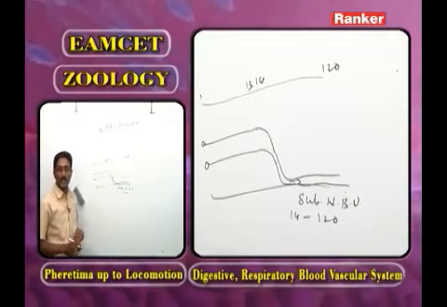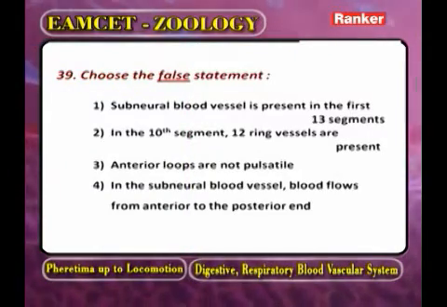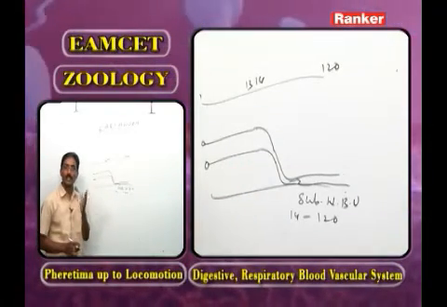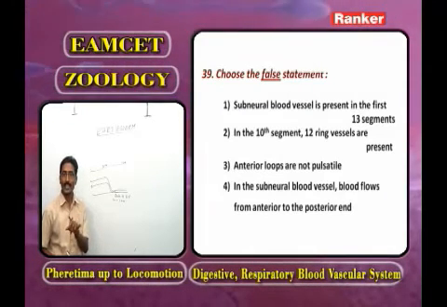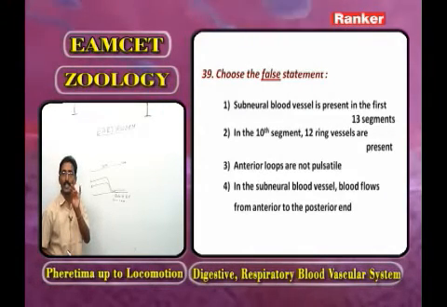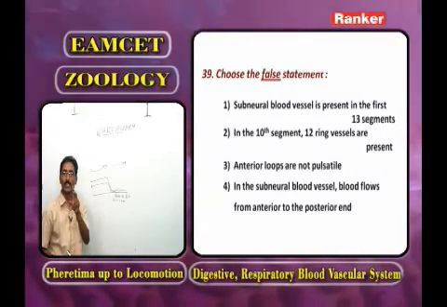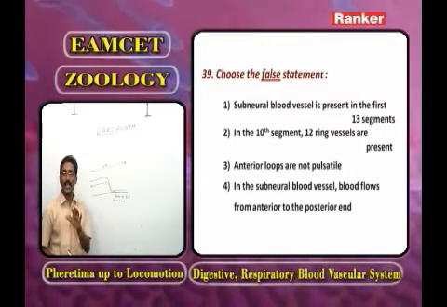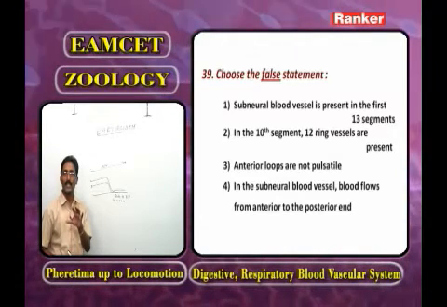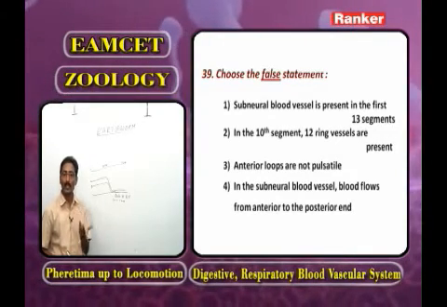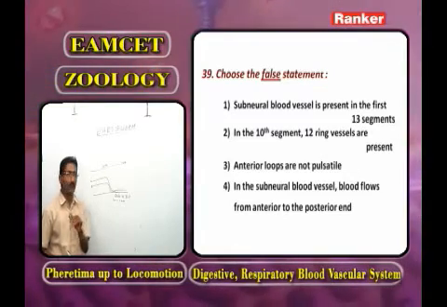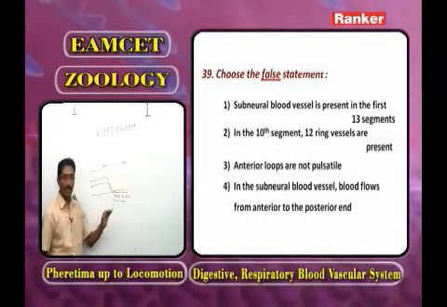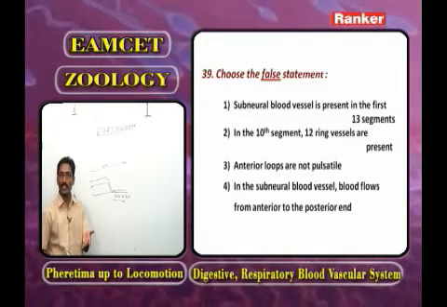Now, observe the first statement. Subneural blood vessel is present in the first 13 segments. In the first 13 segments, there is no subneural blood vessel. So, this is the false statement. What about the second one? In the 10th, 11th, 12th, 13th segments, in each segment, how many ring vessels or circular vessels? 12. So, second one is correct. Third, anterior loops are not pulsatile. That means they are not contractile. That is the meaning of not pulsatile. Where are they present? In the 10th and 11th segment. Now, what about the fourth one? In the subneural blood vessel, the blood flows from anterior to posterior. So, second, third, fourth are correct. What is the wrong statement? That is the first one.